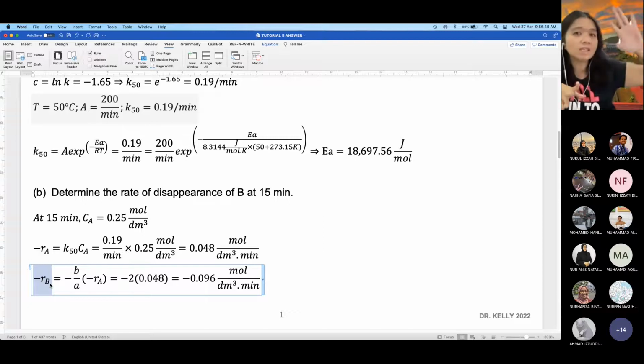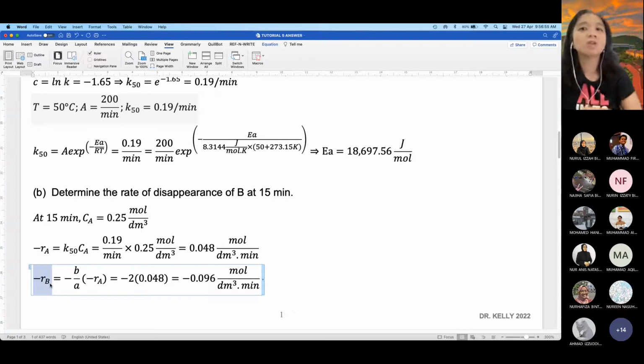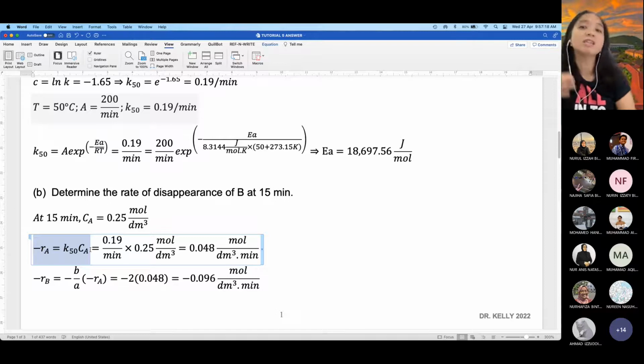So means kalau dah tahu minus RA, then only you can find the rate of other compounds in the reaction. So we have to first find minus RA. Okay, saya cari minus RA. So dia kata, kita cari at 15 minutes, the rate of disappearance of B at 15 minutes. So naturally kita pun kena cari jugalah minus RA at 15 minutes first, then we can get minus RB at 15 minutes.